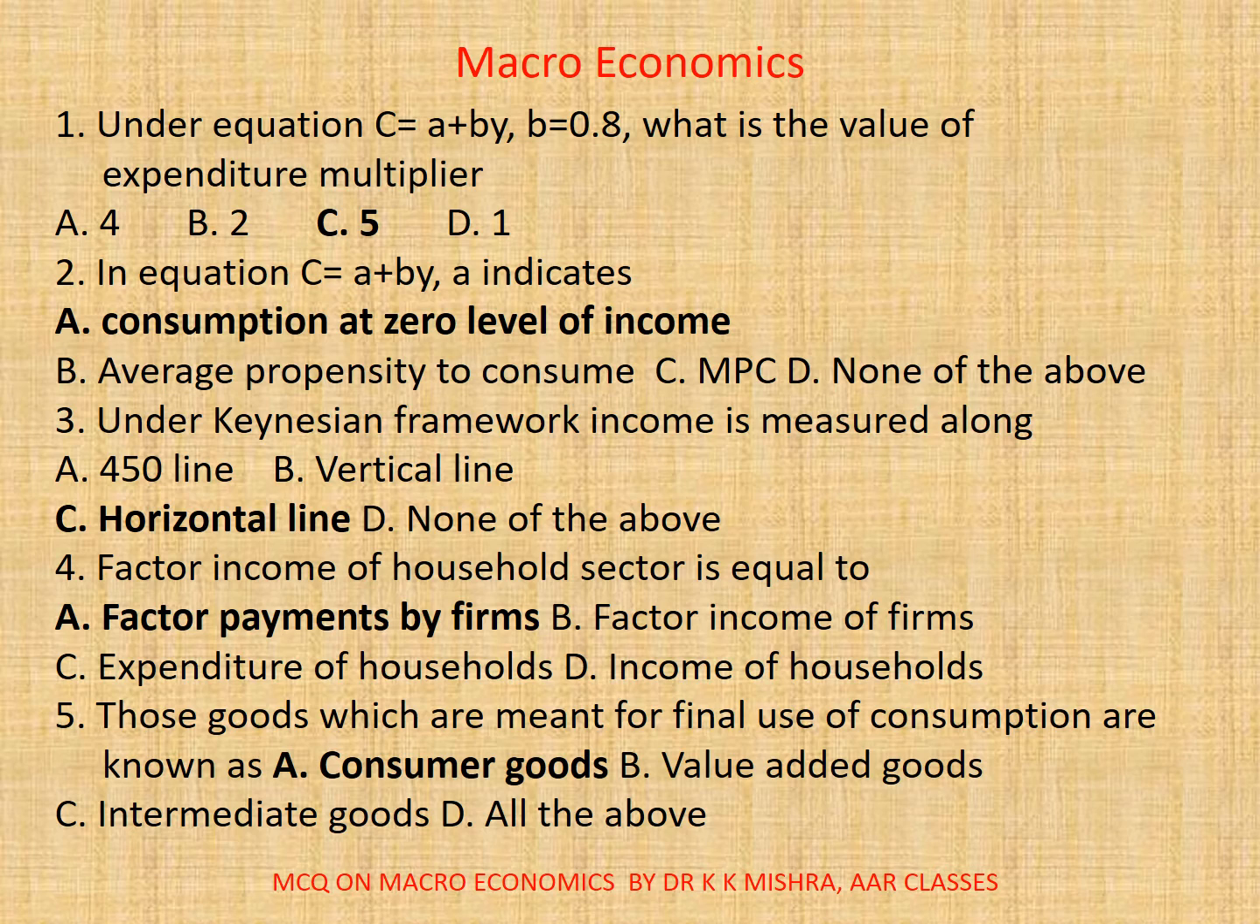5. Those goods which are meant for final use of consumption are known as A, consumer goods; B, value added goods; C, intermediate goods; or D, all. The correct option is A, consumer goods.